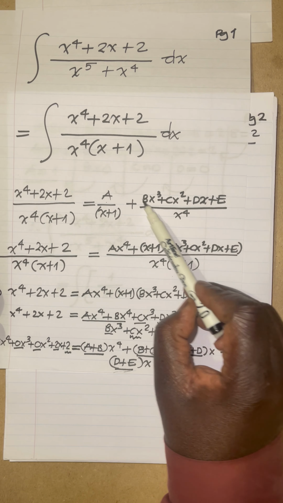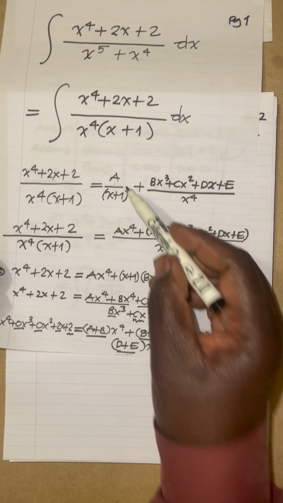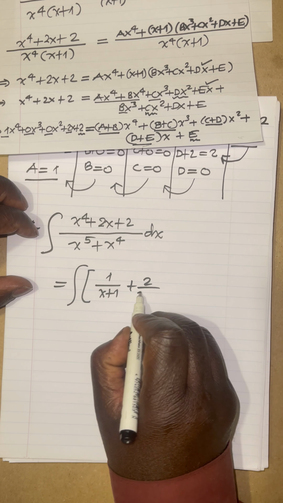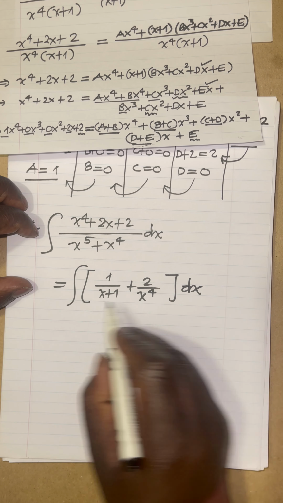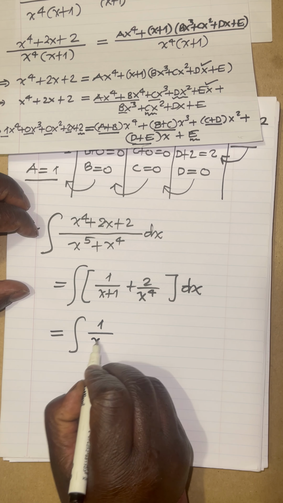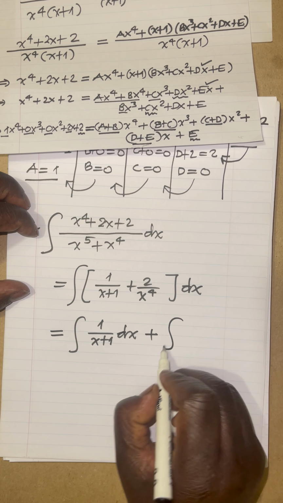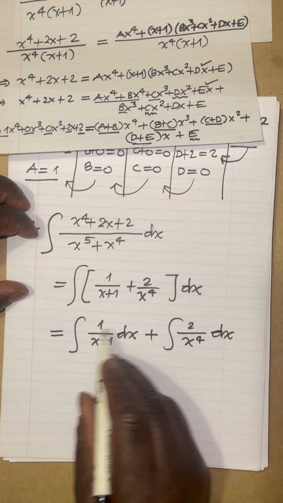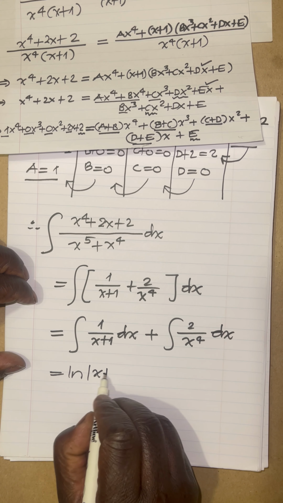The whole of this part collapses. We are left with e over x power 4. And what is e? 2. So this will be 1 over x plus 1 plus 2 over x power 4, and we have dx. Let's distribute dx and the integral sign there. We have the integral of 1 over x plus 1 dx plus the integral of 2 over x power 4 dx. Now, working on this part, you'll agree with me that this is just natural log of x plus 1.